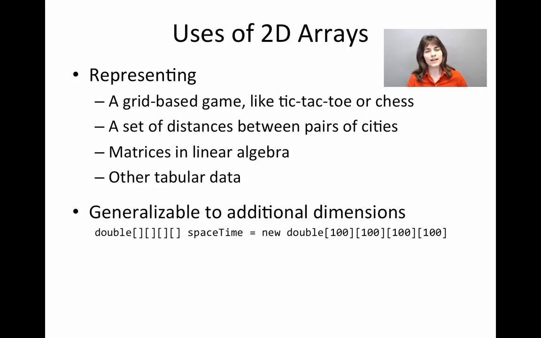Of course, the fact that we generalized the arrays and went from 1 dimension to 2 dimensions does not mean that we cannot add more dimensions if we need them. For instance, you see this line of code on the slide where we have an array with 4 dimensions. We want to be able to capture 3 dimensions for space and also time.